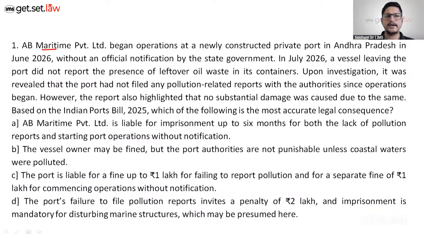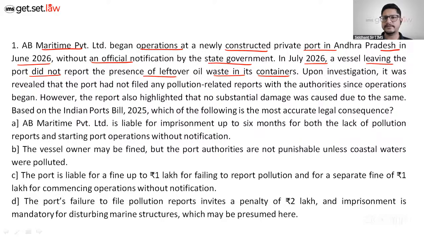It says AB Maritime Private Limited began operations at a newly constructed private port in Andhra Pradesh in June 2026. So June it began, okay. And it's talking about a hypothetical situation, but without an official notification by the state government. They have already begun operation, but with no notification. On July 26, a vessel leaving the port did not report the presence of leftover oil waste in its containers. That means they should have reported the leftover oil but have not.